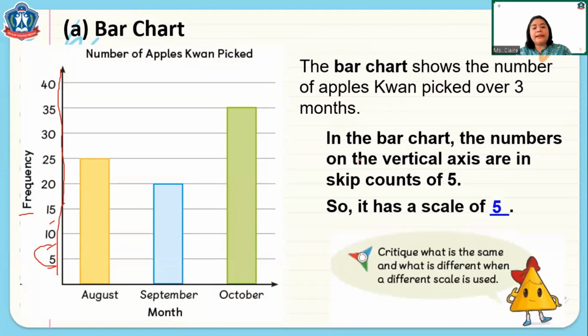So what's the same and what is different when a different scale is used? What if, children, our scale here is changed not by 5, let's say by 10 or by 2? What will happen to our bars? If you know the answer, you can share that during our class.